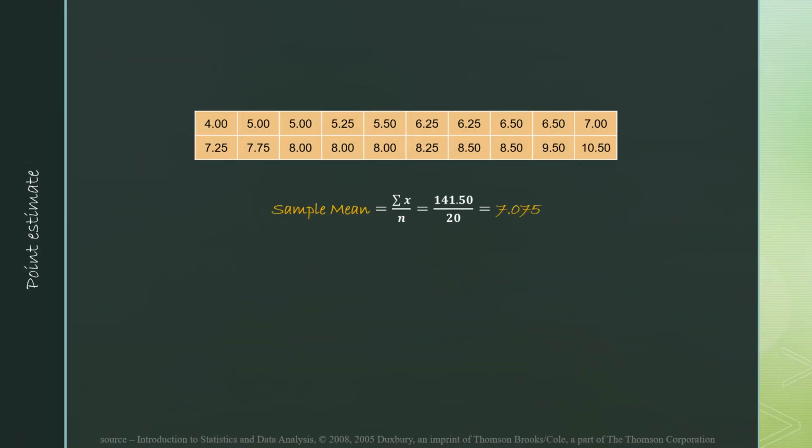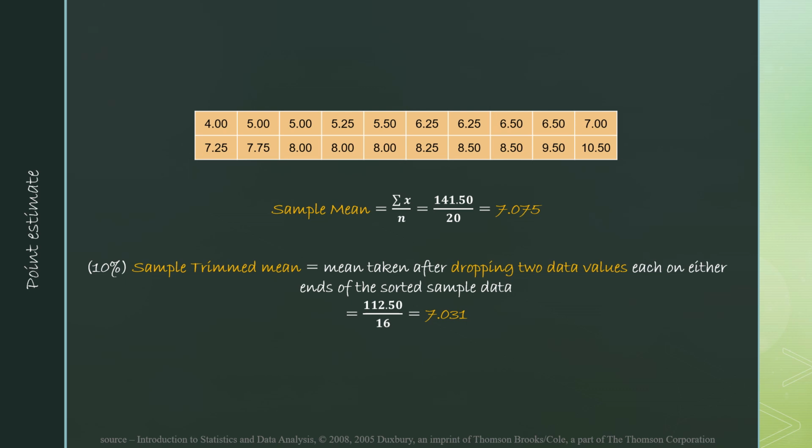Sample mean equals sigma x divided by n, which equals 141.50 divided by 20, which equals 7.075. The 10% sample trimmed mean equals the mean taken after dropping two data values each on either end of the sorted sample data, which equals 112.50 divided by 16, which in turn equals 7.031. And the sample median equals (7.0 plus 7.25) divided by 2, which is 7.13.